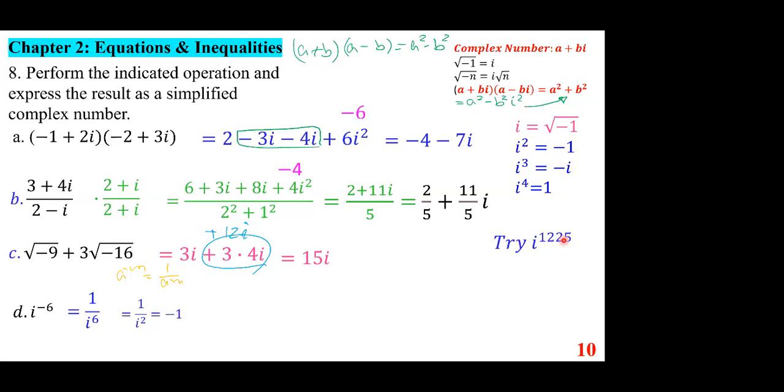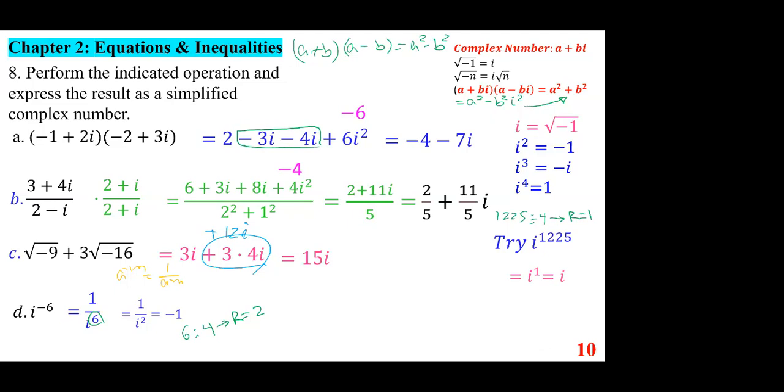This one. If you divide this number by 4, the remainder is 1. Why are we dividing by 4? This is the fastest way, everybody. 4, because i to the power of 4 is 1. So let me just show you here. 6 divided by 4, the remainder is 2. 1225 divided by 4, and I'm just interested in the remainder. The remainder is 1, so i to the power of 1, which is i.